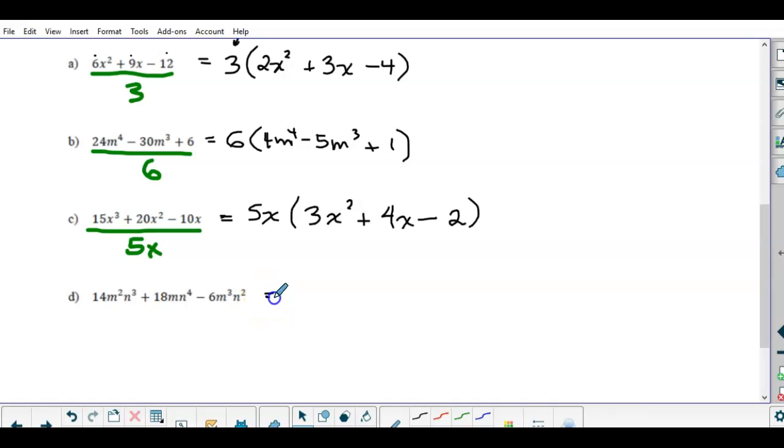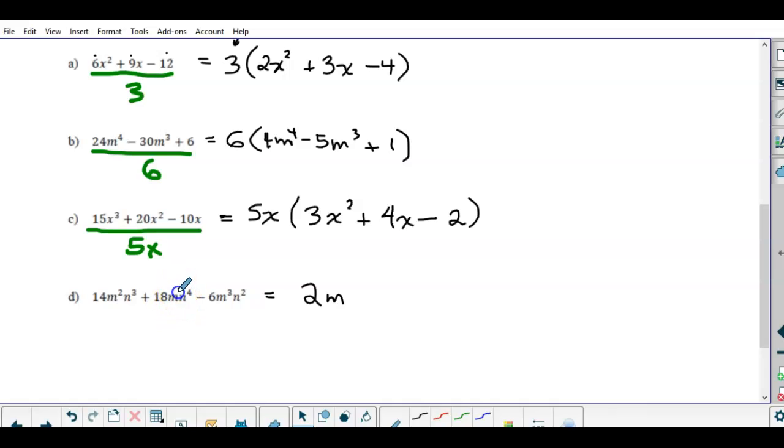All right, last one. This one's a bit tougher. So 14, 8, and 6. They're all even numbers. So 2 for sure. Check 6. Does 6 go into all of them? No, it doesn't go into 14. So 2 is the number. Then there's m's in all of them. So you've got m squared, you've got m, and m cubed. Only m is common to all of them.